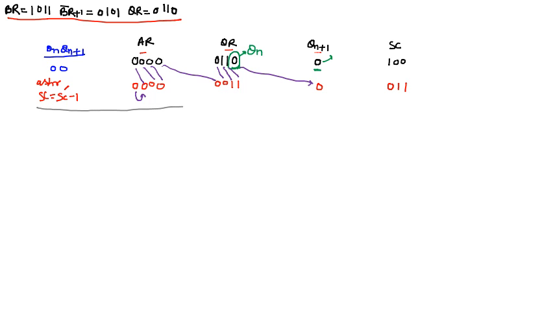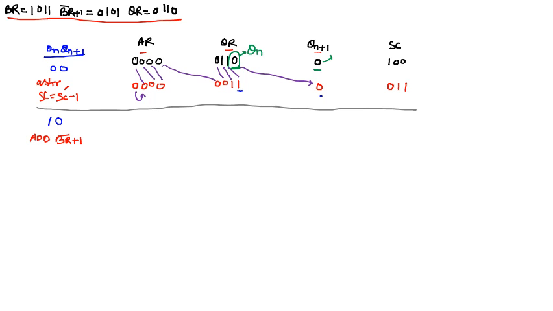For the next step, we'll again test the value of Qn and Qn plus 1, and we can see now the values of Qn and Qn plus 1 is 1, 0. At 1, 0, we will perform add BR complement plus 1.